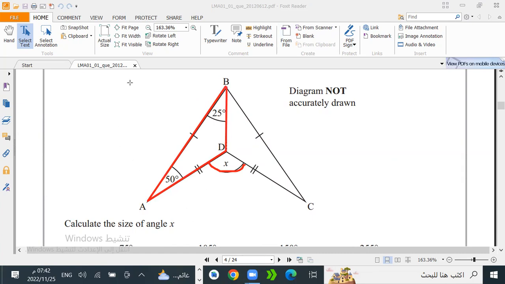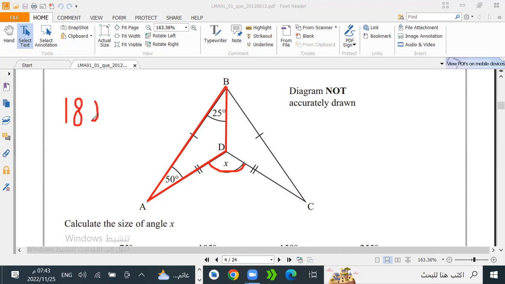What does the rule say? When you add up the angles of any triangle, you'll get what? What's the sum of the angles of a triangle? The sum of the angles of any triangle equals 180. So it equals 180.